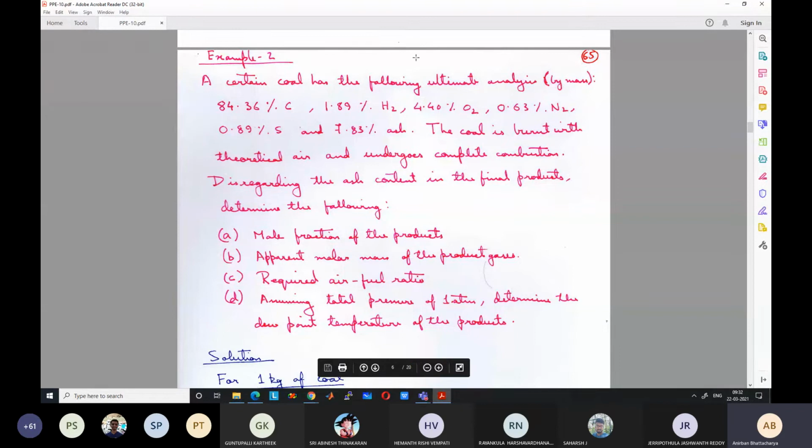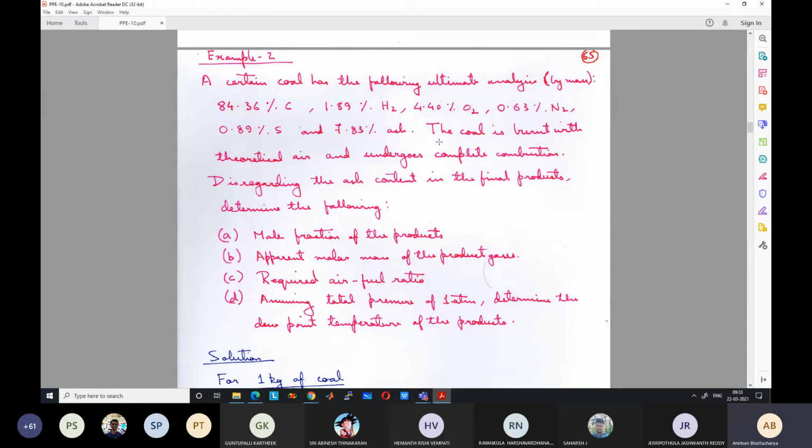A certain coal sample has the following ultimate analysis. After ultimate analysis, we know the composition of the coal, and it is given as 84.36% of carbon, weight percentage. Ultimate analysis will give you weight percentage. It is already stated here in the problem, but even if it is not stated, you have to assume weight percentage, not molar fraction. 1.89% of H2, 4.40% of O2, 0.63% of N2, 0.89% sulfur, and 7.83% of ash.